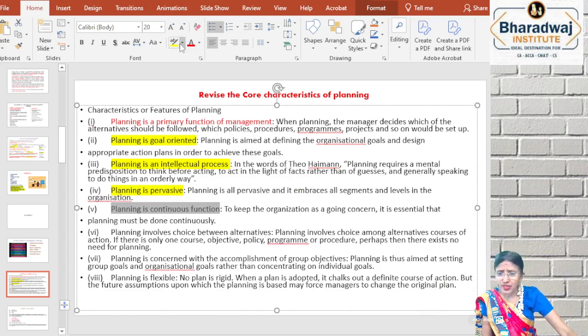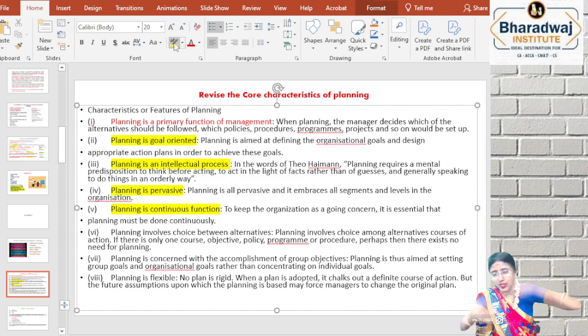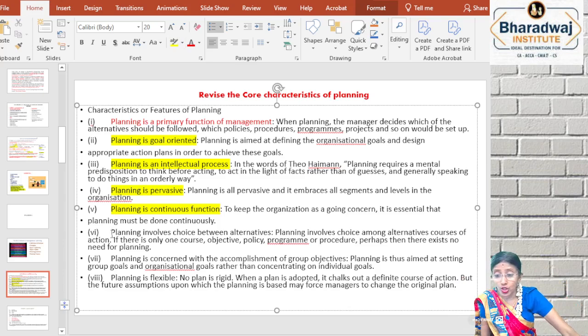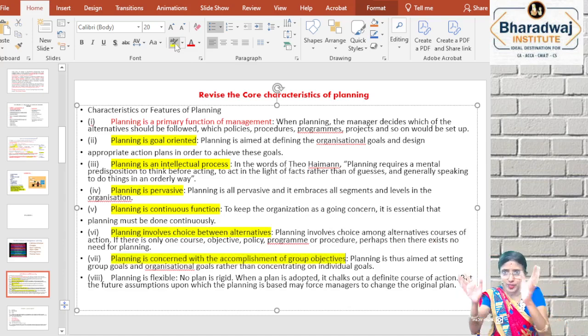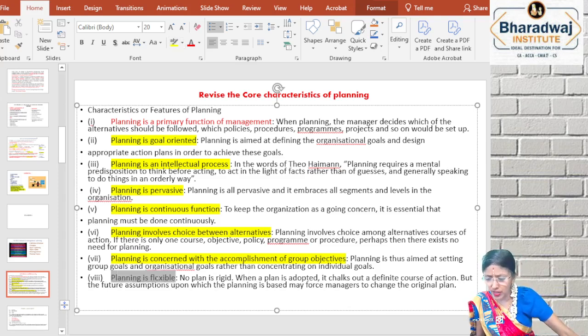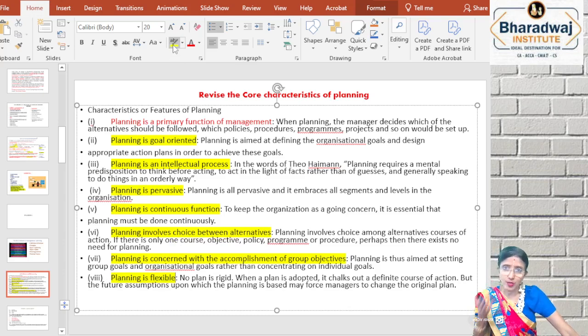Because they think that, no, I planned, I close it off. No, it's not like that. Again, that's why you saw that chain process. Planning involves choice between the alternatives so that I choose the best. Planning is concerned with accomplishment of group objectives. As a team, how much am I contributing to the corporate goal? Very important. Planning is flexible. These are 4 points. People say planning is rigid. It's not rigid. It is flexible.